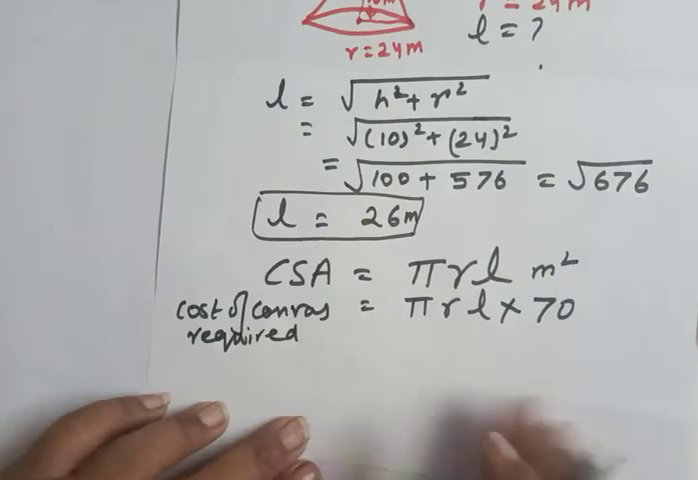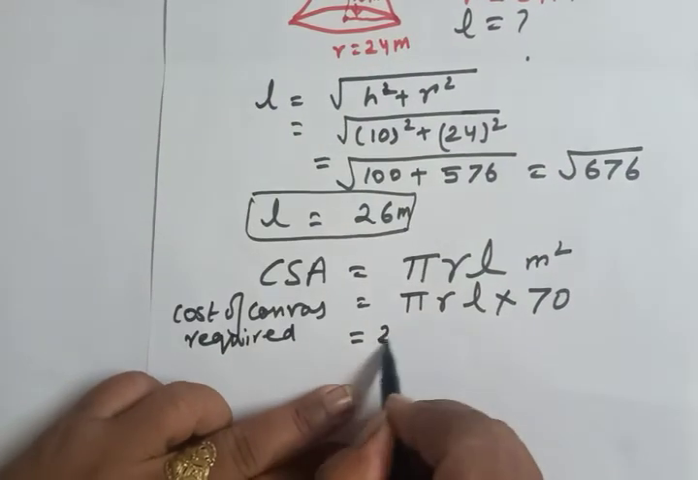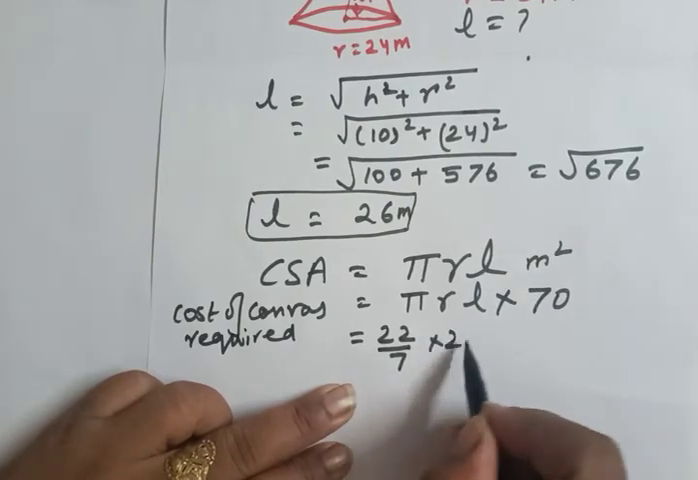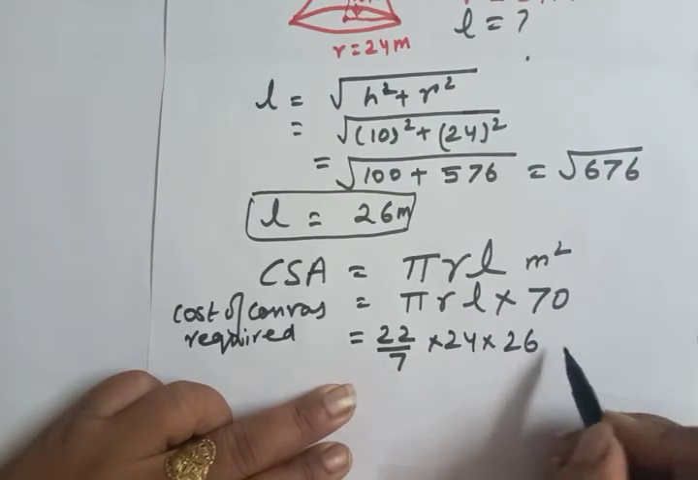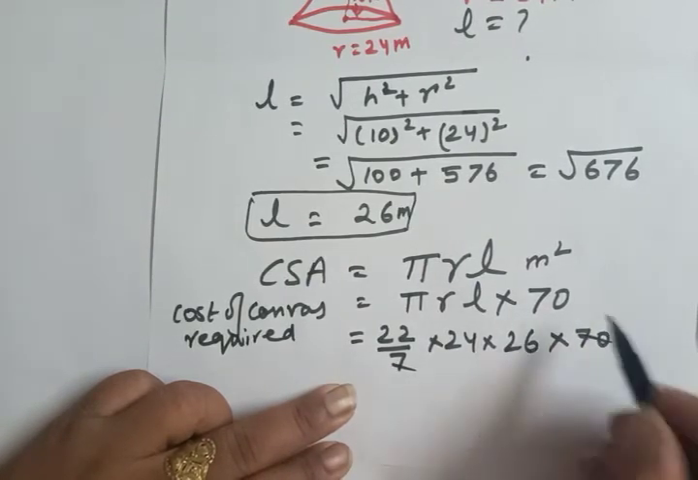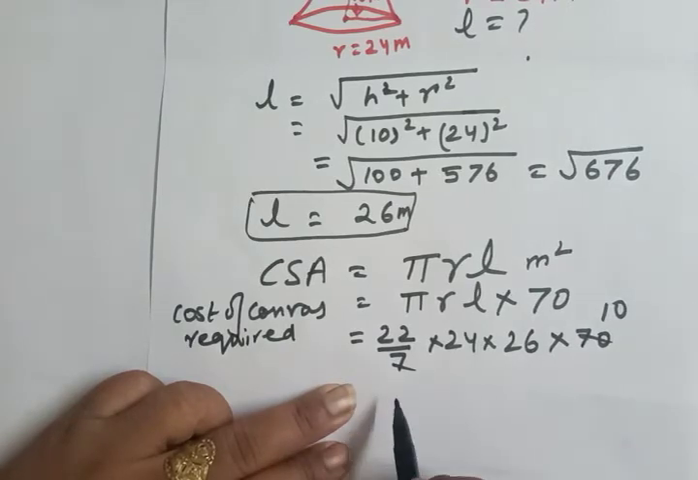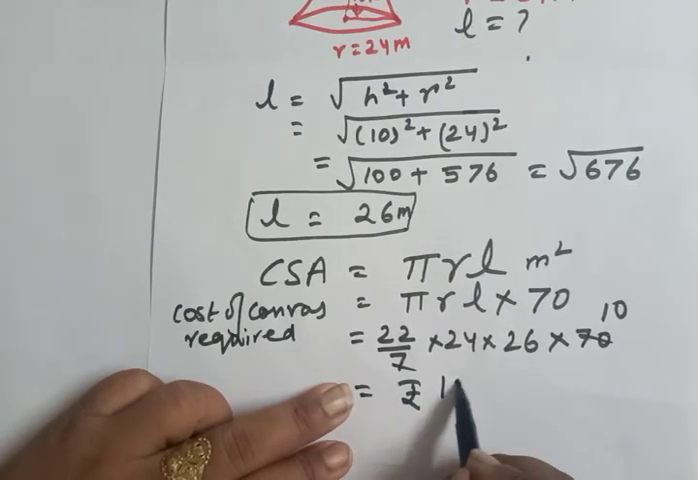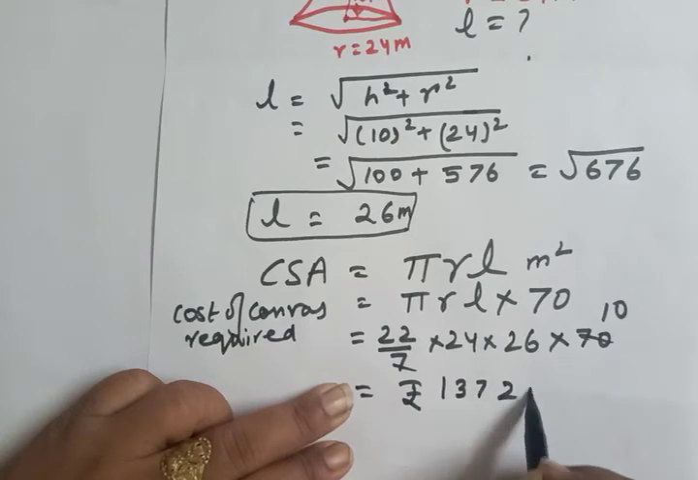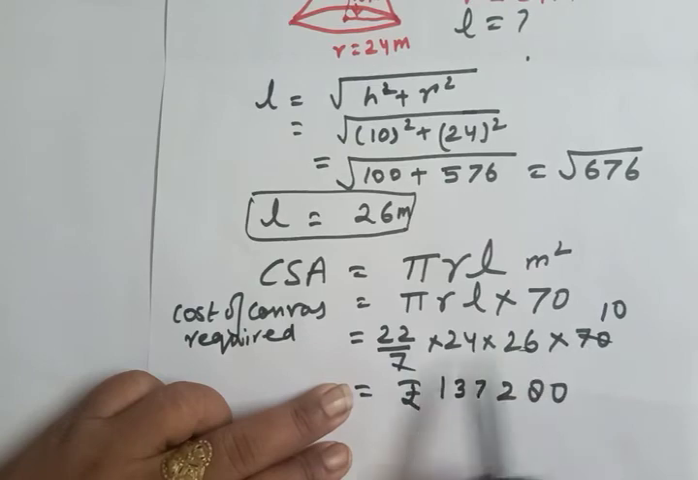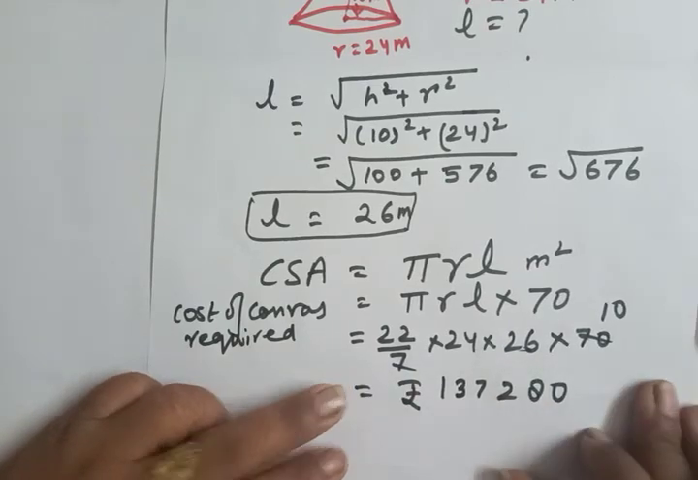Yes, very clear. So let's put the value, pi that is 22 upon 7, r is 24, into 26, and into 70. Yes, so 7 tens are 70, and we need to simply multiply all this, and we will get rupees 1,37,280. Yes, just multiply all this. Here the 70 is cancelled out by 7. I hope it is clear.